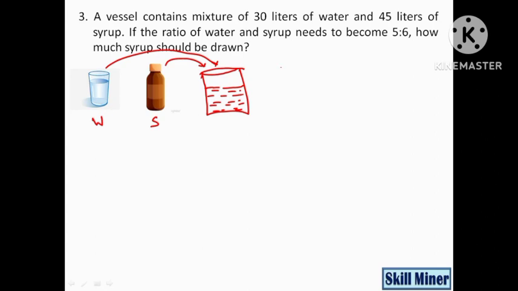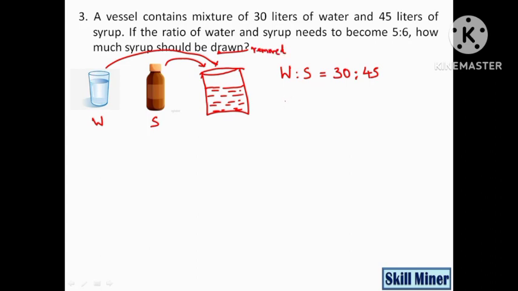So the water syrup ratio will be 30:45. If the ratio of water and syrup needs to become 5:6, how much syrup should be drawn? Drawn means removed.